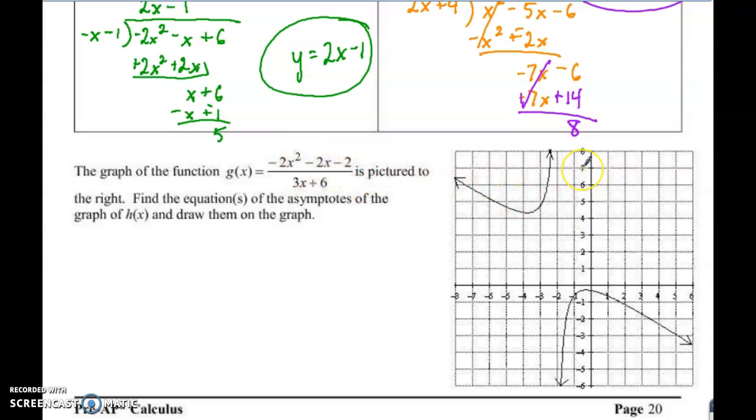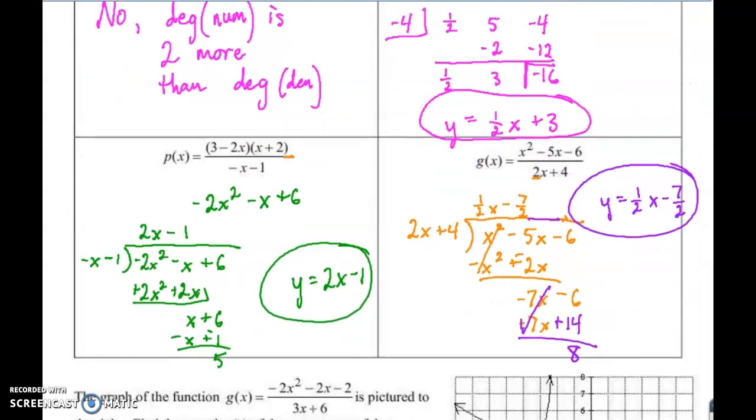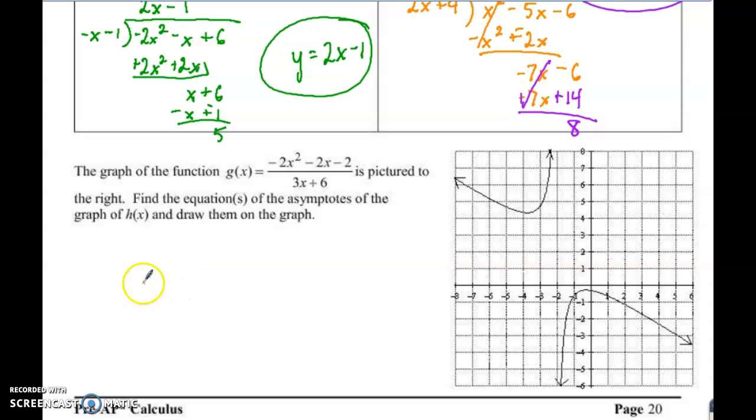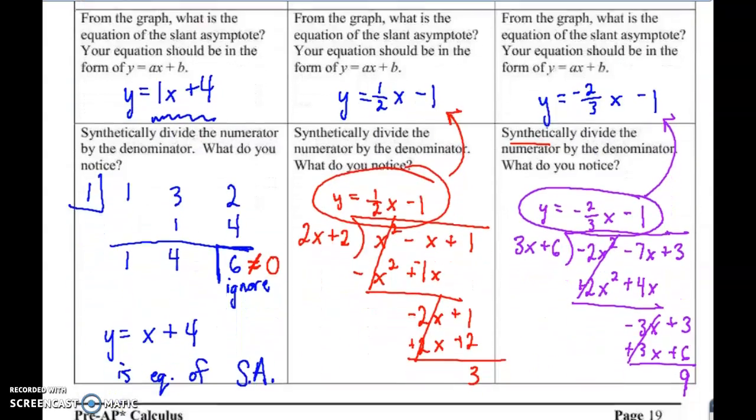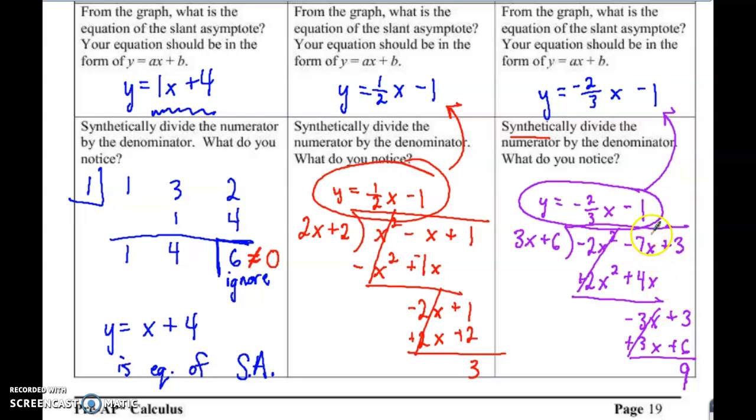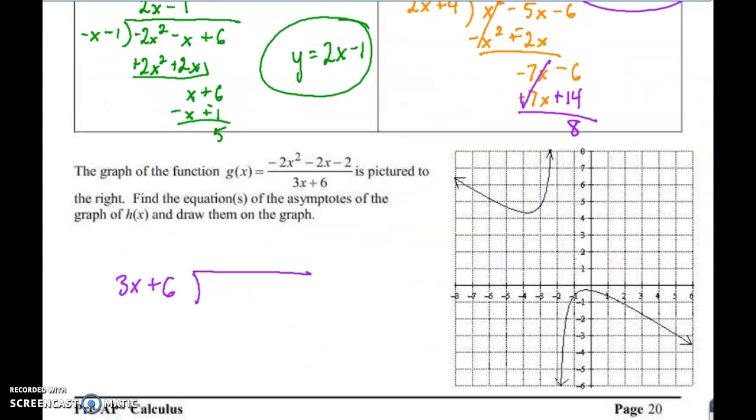So we have a graph that's pictured here. Is this the same problem I did earlier? Nope. I feel like it was the same though. 3x plus 6, doing that long division. Was it on the previous page? Negative 2x squared minus 7x plus 3. Oh, they changed it on us. That's okay. I'm doing long division, as I mentioned, to figure out the slant asymptote, because the degree is exactly 1 more in the top.